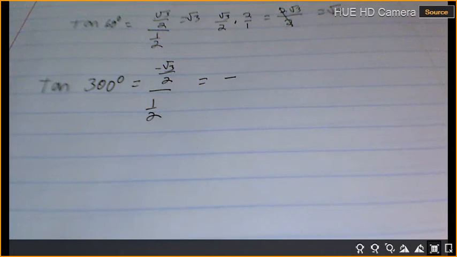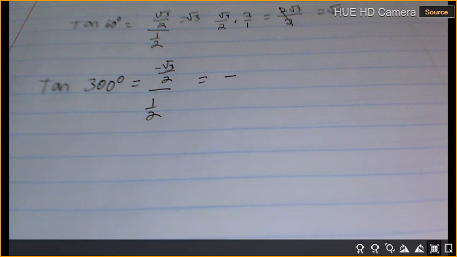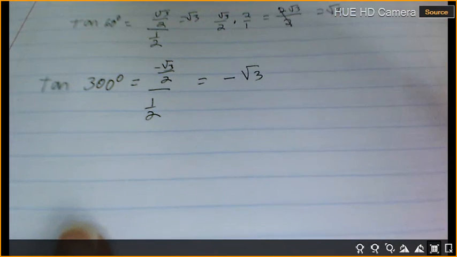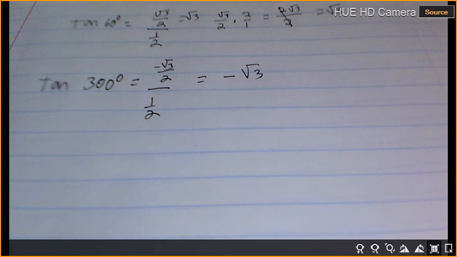Okay. Now I'm looking at my paper. I have square root 3 over 2 over 1/2. What's that answer? Look at it on our paper. You should have square root 3 over 2 on top, 1/2 on the bottom. Should just be square root 3. So that's how we got negative square root 3. Correct. That is if 1/2 is on the top.